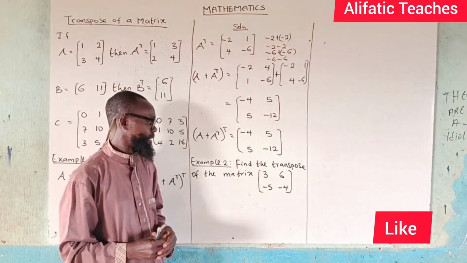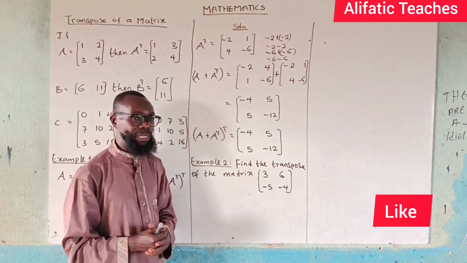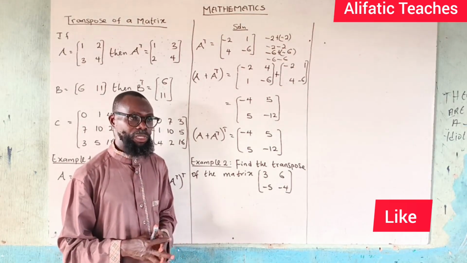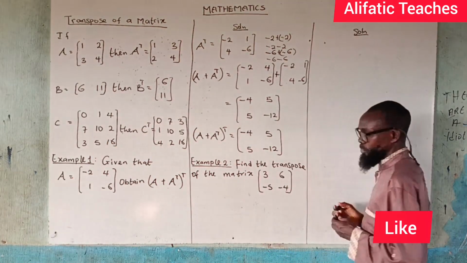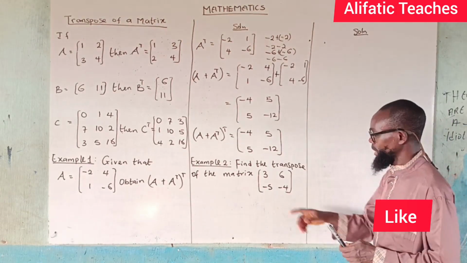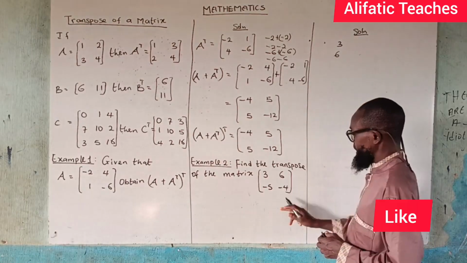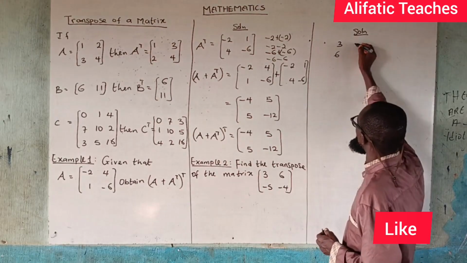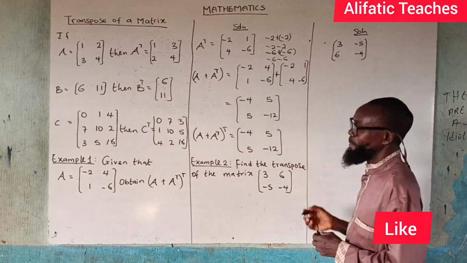Example 2. Find the transpose of the matrix 3, 6, minus 5, and minus 4. To find the transpose of this matrix, the row becomes the column. 3, 6 becomes 3, 6. Minus 5 becomes minus 5 here, then minus 4. So this is the transposed matrix.